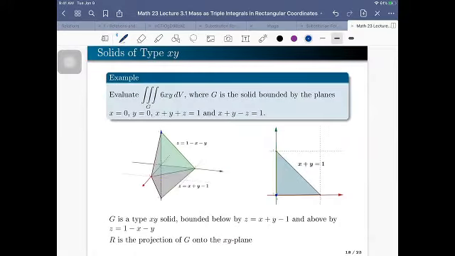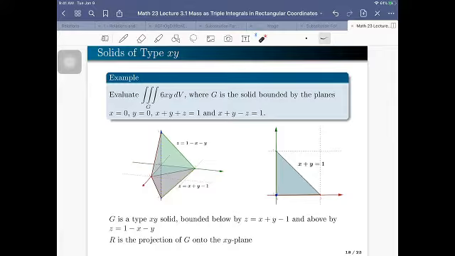Let's have an example here. Let's evaluate the triple integral over G of 6xy dV, where G is the solid bounded by the planes x equals 0, which is the yz plane, y equals 0, which is the xz plane, and then x plus y plus z equals 1, and x plus y minus z equals 1.